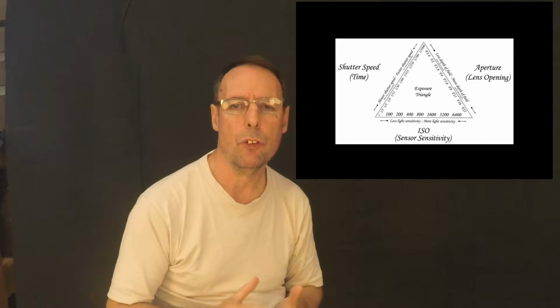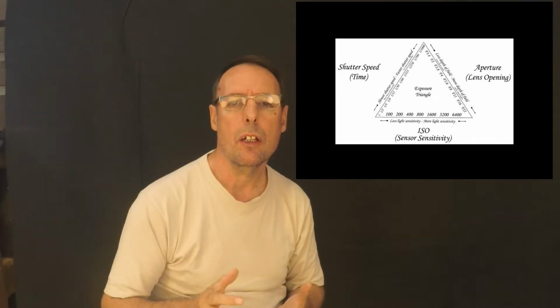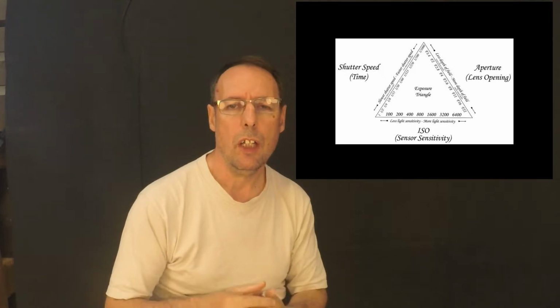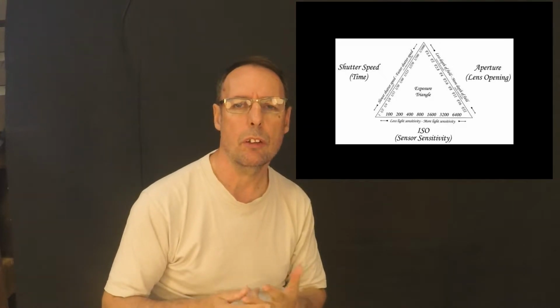Hi, I'm here today to talk about the exposure triangle, and for those of you who are not familiar with the exposure triangle, it's a combination of three things: ISO, aperture and shutter speed.